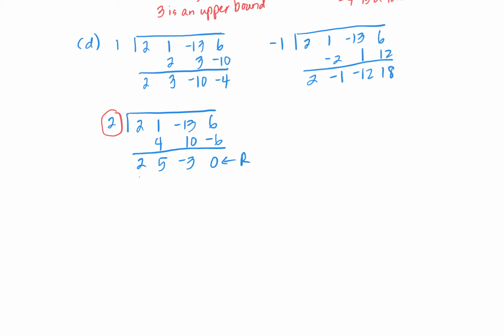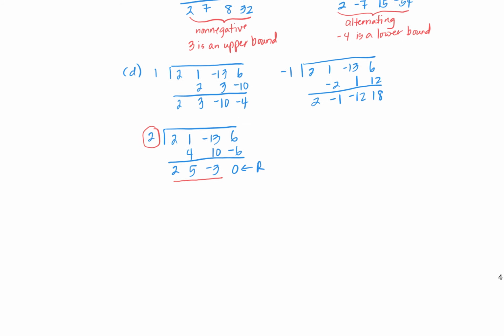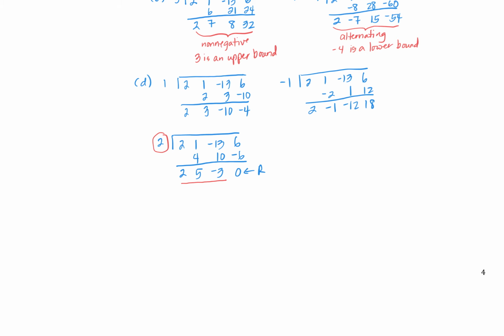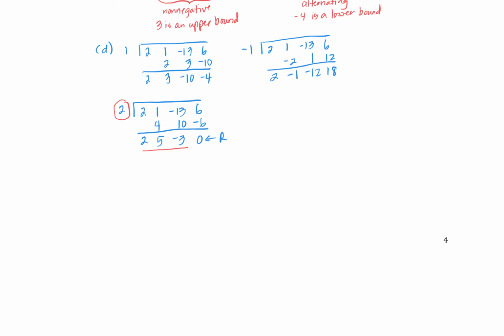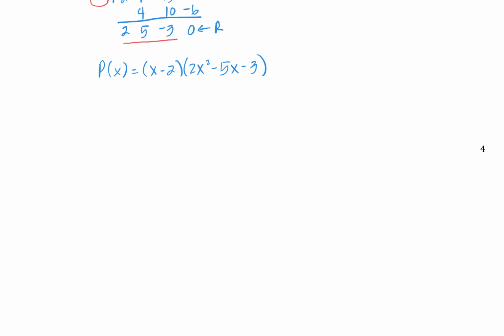And moreover, once I factor with that 2, the 2, 5, and negative 3 will be the remaining factor when I factor my polynomial. So this polynomial, p of x, is going to have a factor x minus 2. And the remainder will be the 2x squared plus 5x minus 3. Now I could continue to use synthetic division on the 2x squared plus 5x minus 3, but I'm pretty sure that this factors.